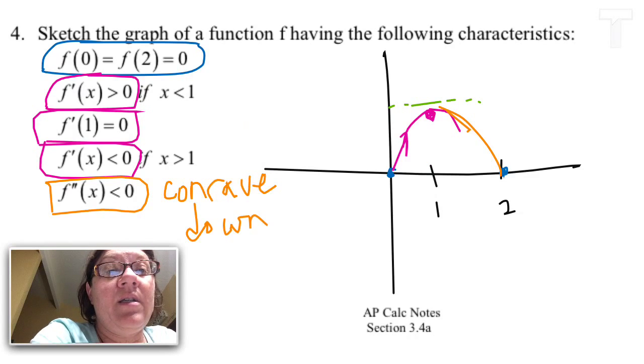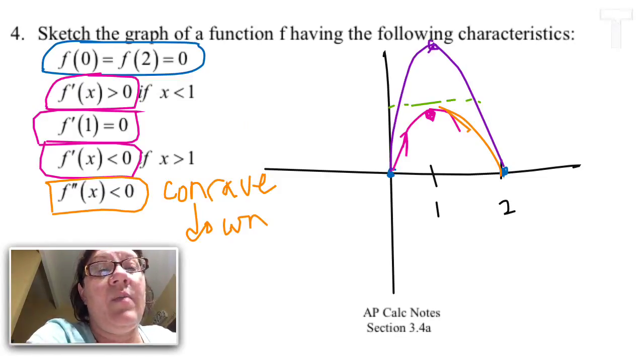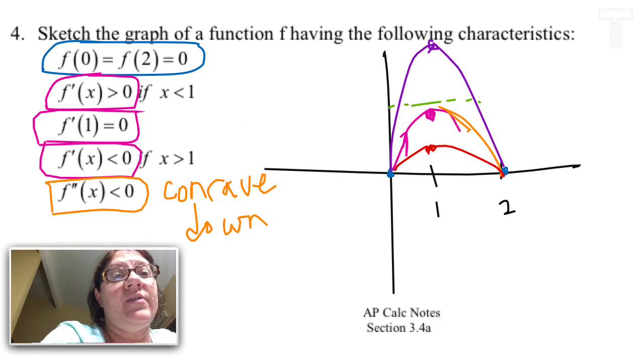So keep in mind that I don't know how high this thing goes up. It could have done this and then turned around. Or maybe it's a little shallower and it did this and it turned around. So all sorts of possibilities, but all of those fit the puzzle pieces.